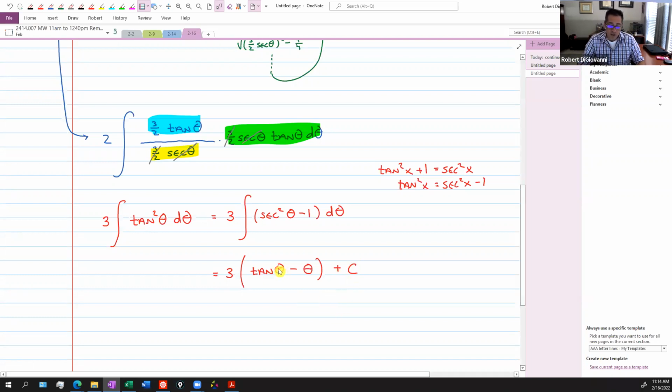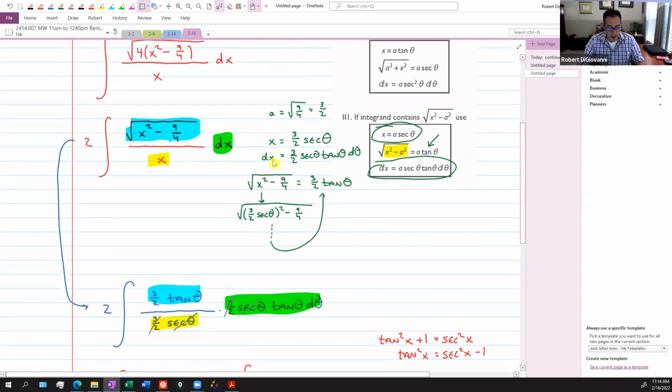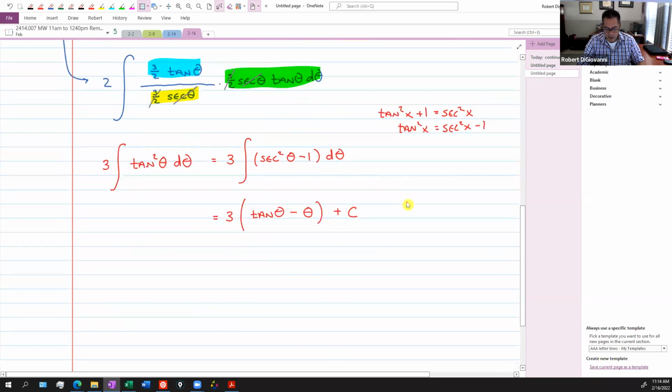Now I need to know what tangent of theta is, and I need to know what theta is. And I'm going to go back to the substitution we made, which is right here, right? This was the substitution. I'm going to put it right here. And I'm going to solve this thing for secant theta. So I'm going to multiply by 2, divide by 3. That's secant theta. And then I'm going to create a triangle out of this.